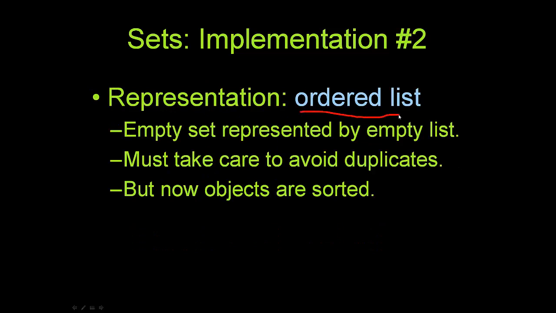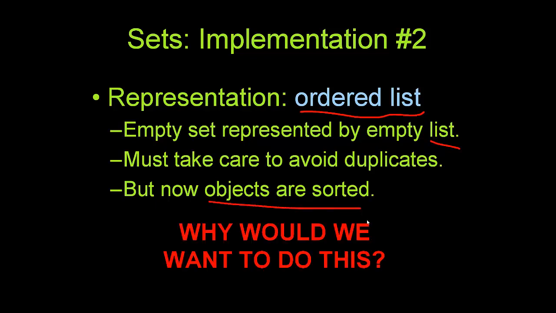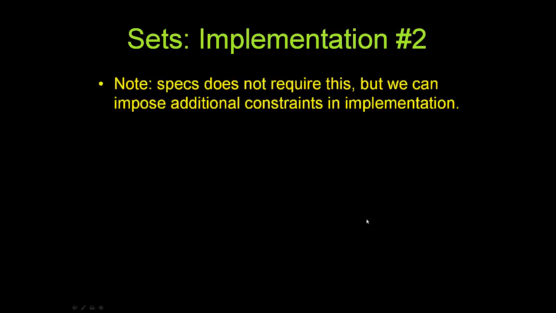Now let's look at an alternative implementation for sets. This is called the ordered list implementation. Essentially, we still use a list to represent a set, but now we store the objects in a sorted way. The first question is why would you want to do this? The previous representation using a non-ordered list seems to work, so why do we bother? The interesting thing to highlight here is that the specification does not specify this constraint on the implementation. We did not specify that the objects were stored in an ordered way, but we have decided ourselves to impose the additional constraint.